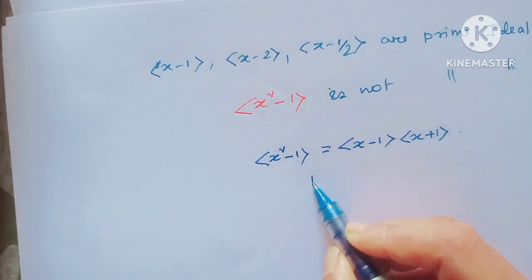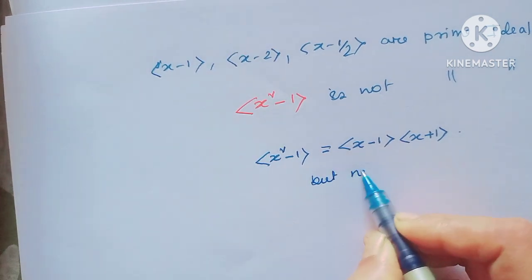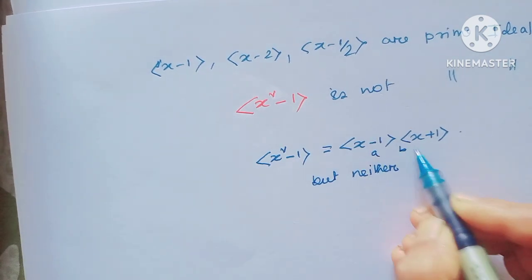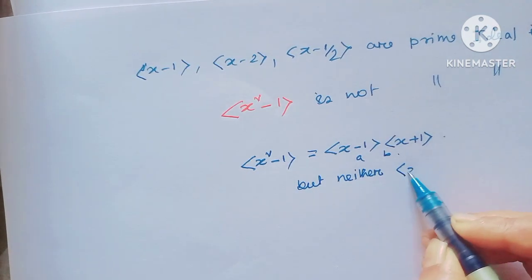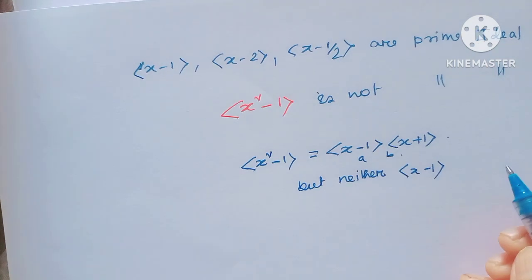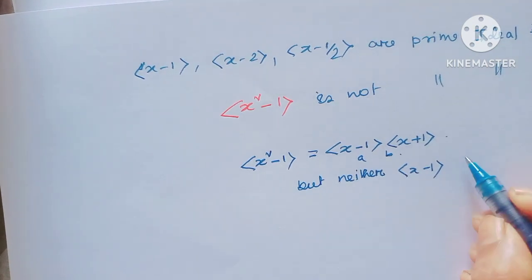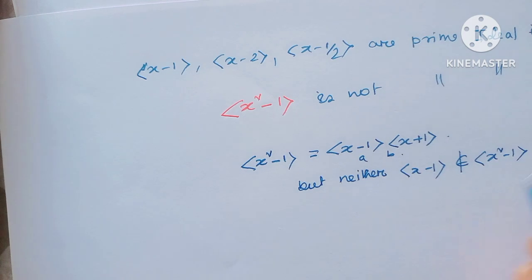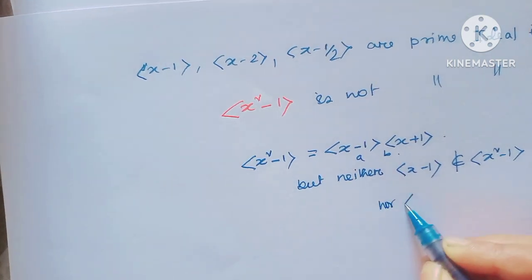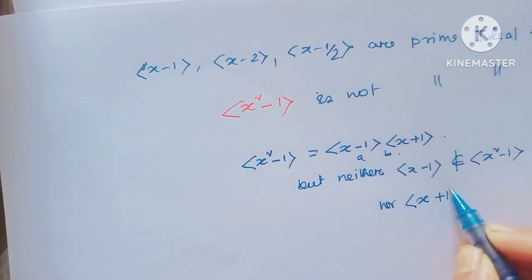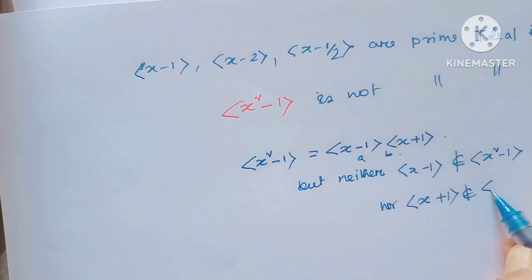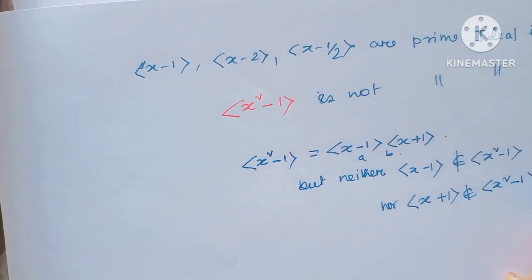But this looks like a times b, and neither the ideal generated by x minus 1 belongs to the ideal generated by x squared minus 1, nor the ideal generated by x plus 1. This does not belong to the ideal generated by x squared minus 1.